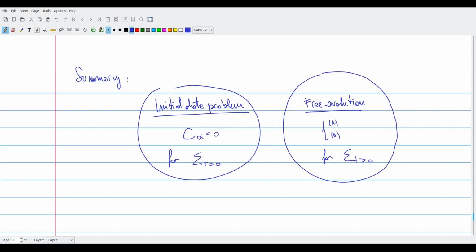So there are other possibilities which I don't discuss here, but this is currently the way that, say, binary black hole simulations are done. And of course, in this case, what you have to solve is a Cauchy initial value problem.